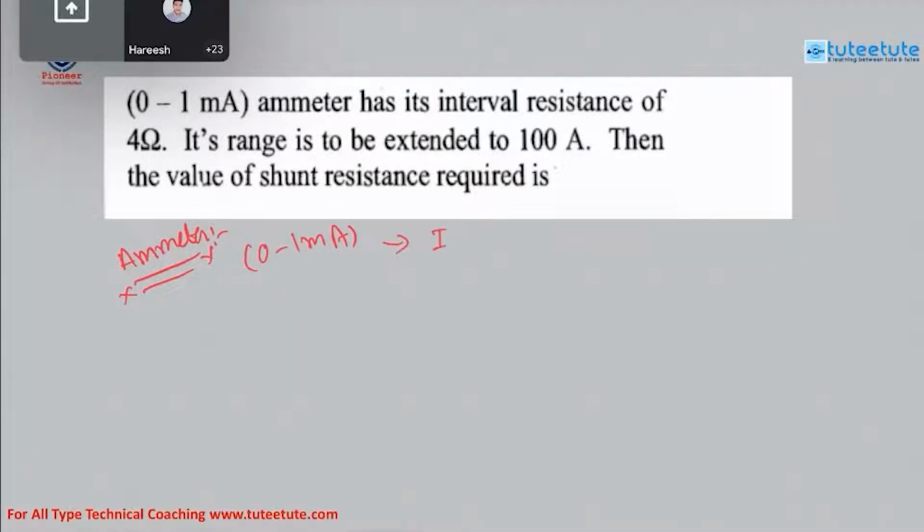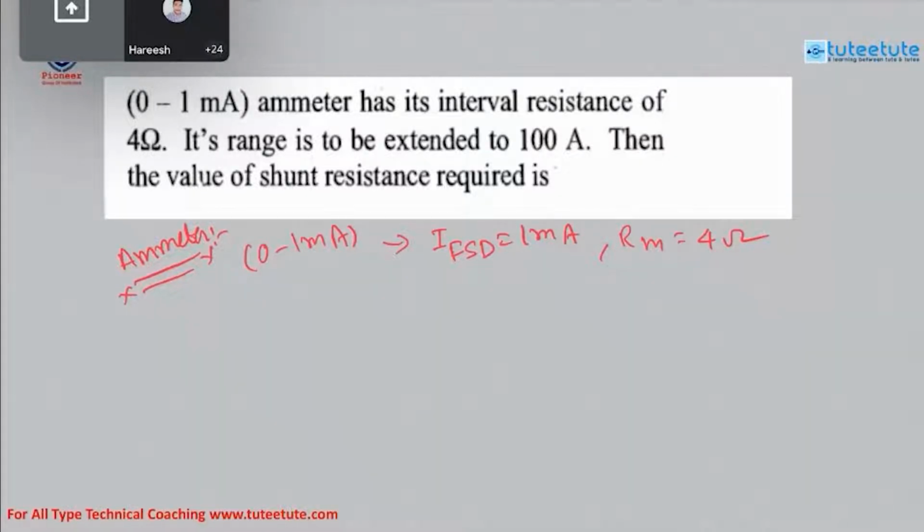That is called full scale deflection. IFSD, full scale deflection, is 1 milliampere, and the meter resistance Rm is 4 ohms. Its range needs to be extended to 100 amps. The coil can carry only 1 milliampere, but we need to measure 100 amps, so we need some external arrangement called a shunt arrangement. We already discussed this in the previous class.